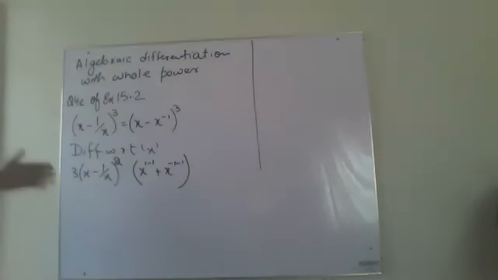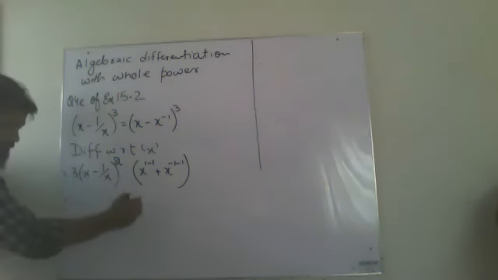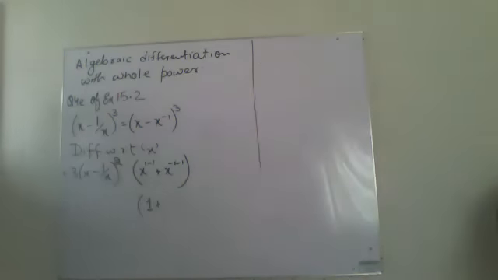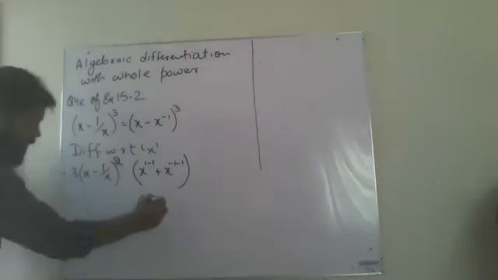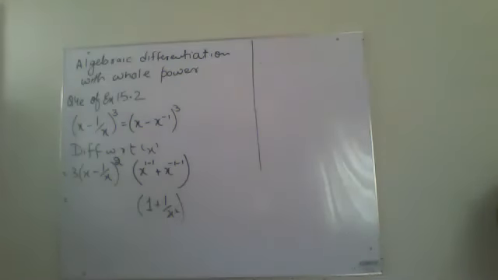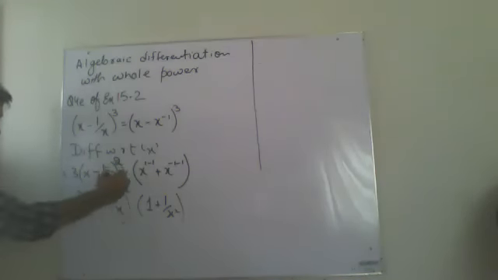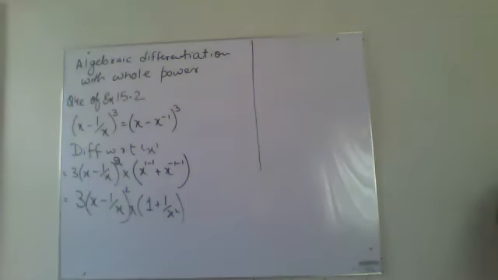Yes, sir. Can you tell me what I should do after this step? X to the power 1 minus 1 will be 1, plus 1 over x square. And what should I do over here? We will write the same thing, no change, and both of them are in product form. So this is how we are going to do this question.